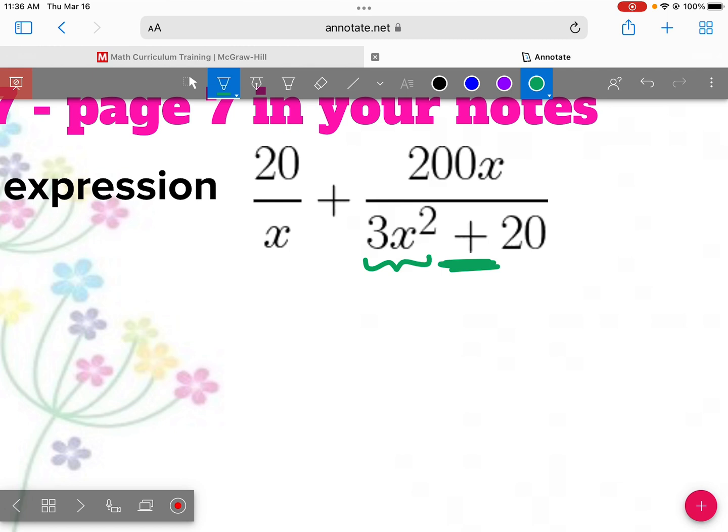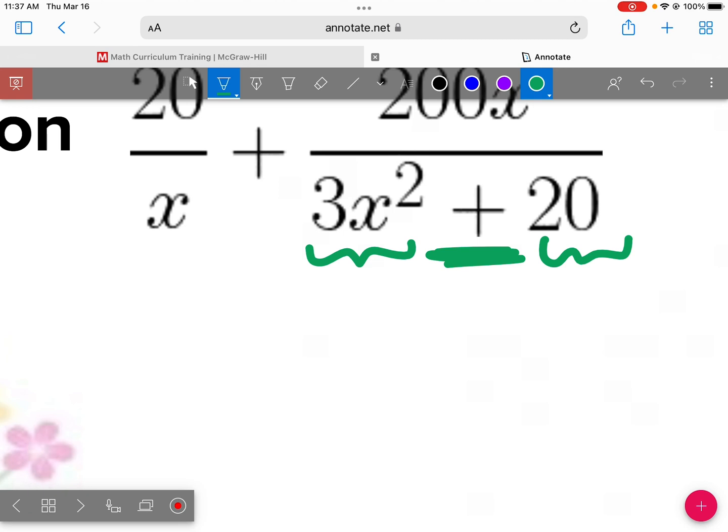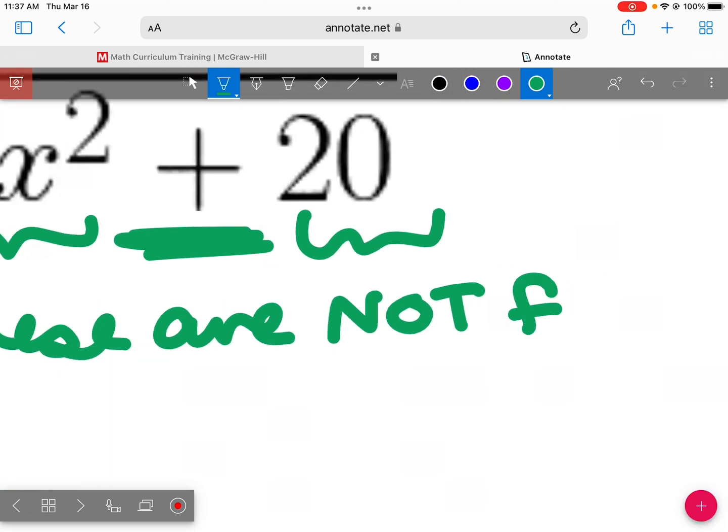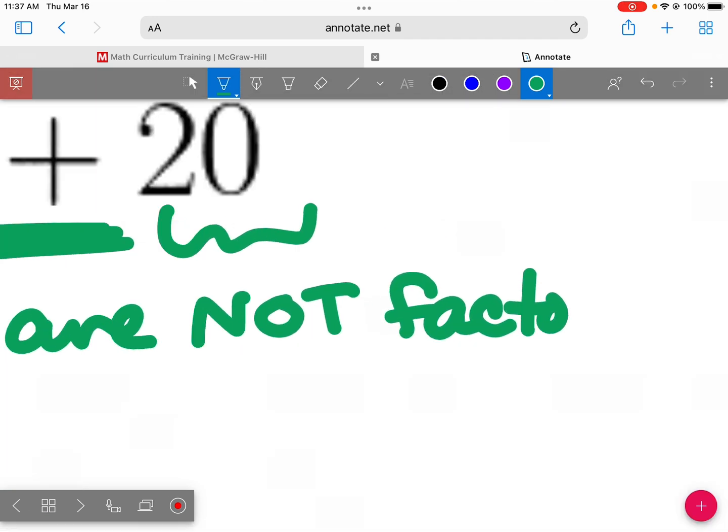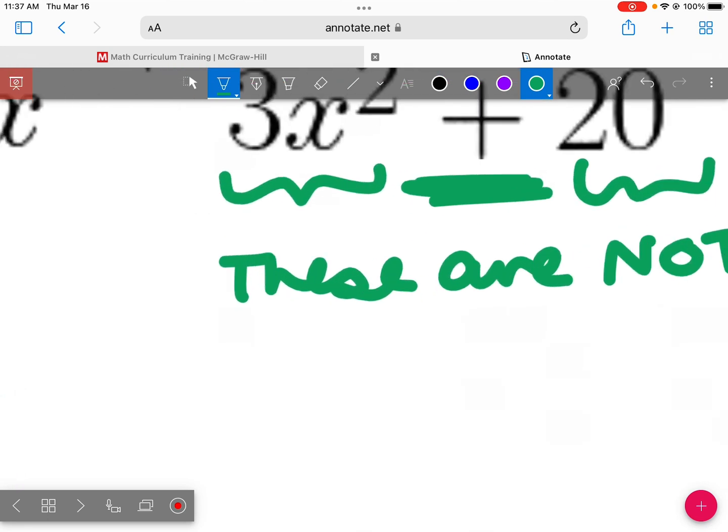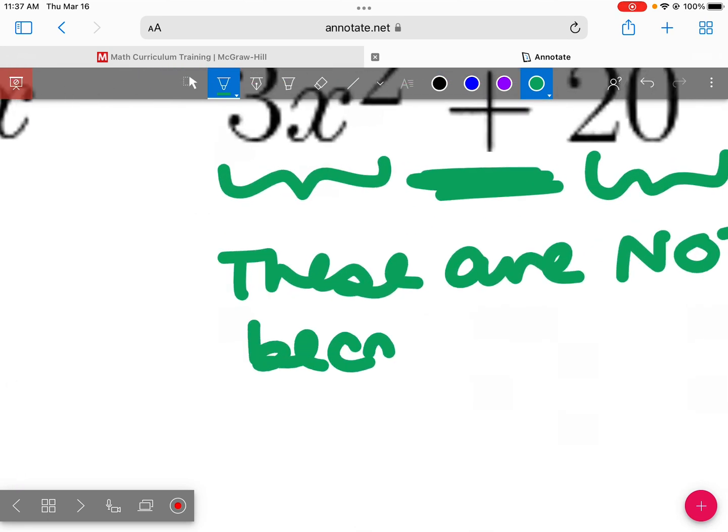This term is being added to this term. Correct. There's no multiplication there between those two pieces. These are not factors because they are not being multiplied.